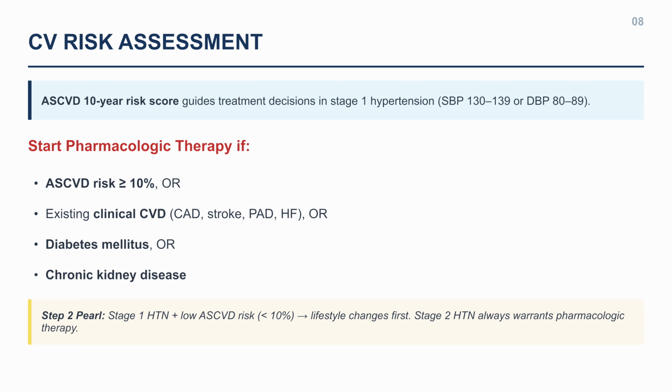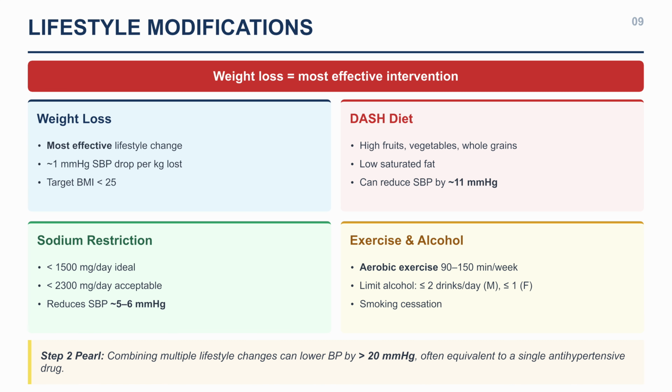Step 2 Pearl. Stage 1 hypertension with a low SCVD risk, below 10%, is treated with lifestyle changes first. Stage 2 hypertension always warrants pharmacologic therapy from the start. Lifestyle modifications are essential in every hypertensive patient and can be as effective as a single drug. First, weight loss. This is the most effective single lifestyle intervention. Roughly 1 millimeter of mercury drop in systolic pressure for each kilogram of weight lost in overweight individuals. Target a body mass index under 25.